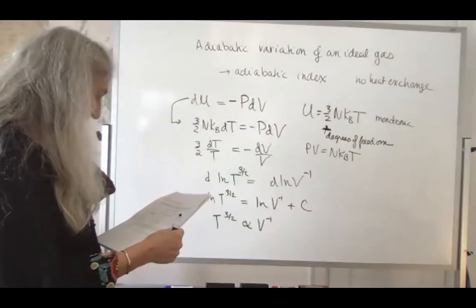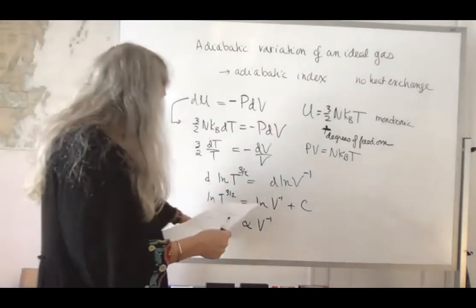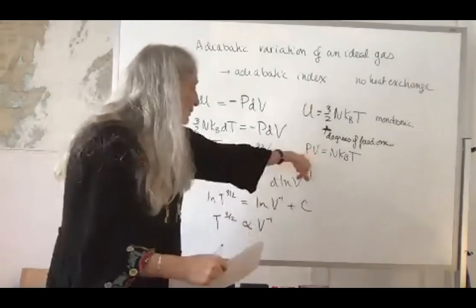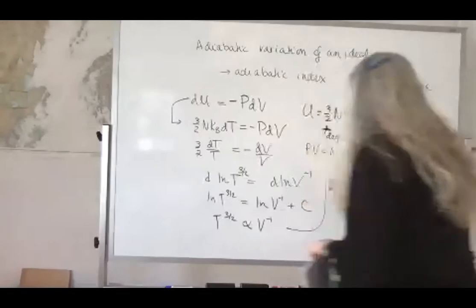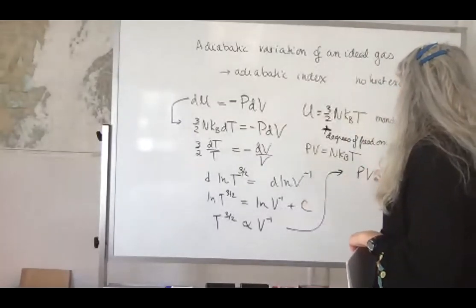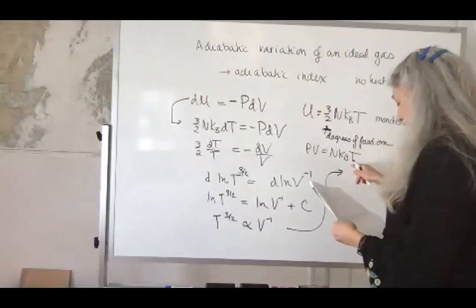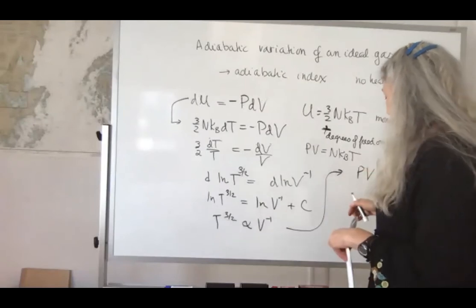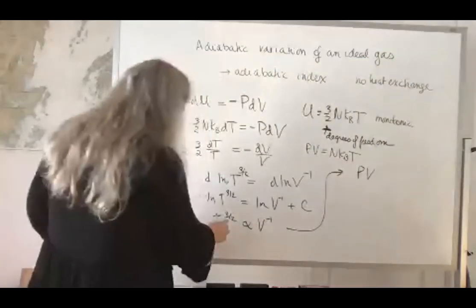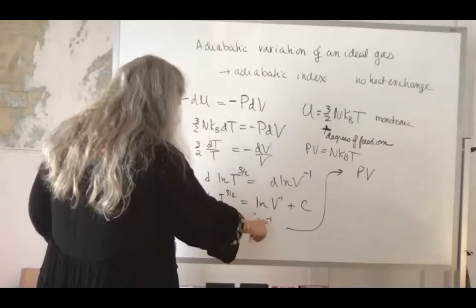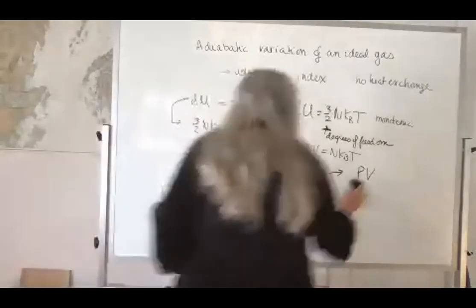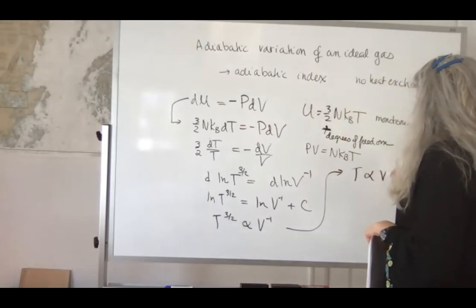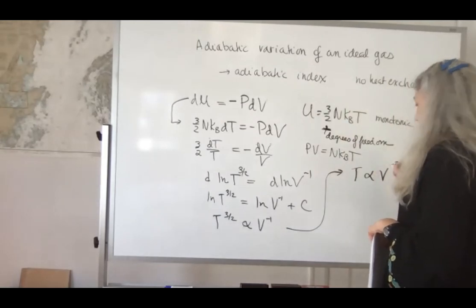Did I make any mistakes? No, I didn't. Okay, good. So T, now I'm going to use the ideal gas again, and T is proportional to PV. So let's use that. Actually, before I do that, let's flip it over. So I'm going to multiply both sides by 2, take both sides to the 2/3 power. Let's do that. And I've got T is proportional to V to the -2/3.